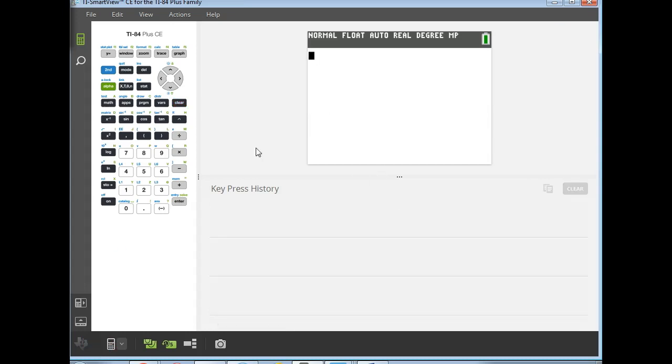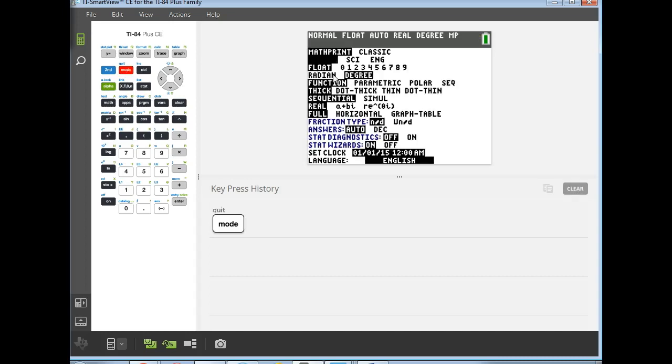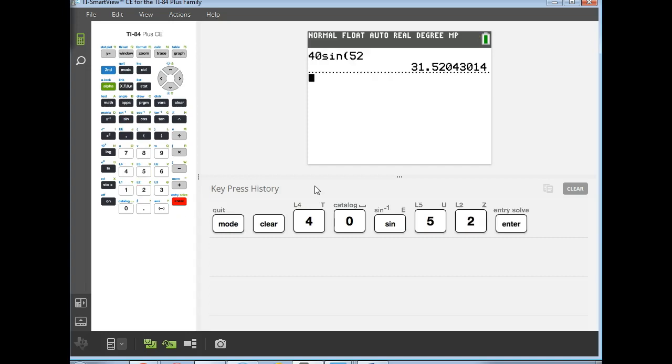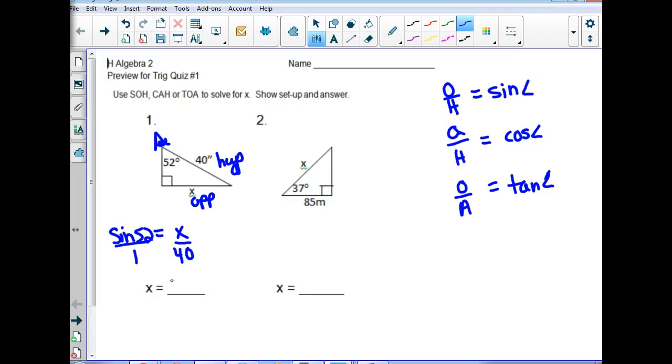Okay, so what we were about to do is check if our mode is right. It needs to be in degrees, not radians. If you have radian highlighted in black, you need to slide over and turn it on to degrees. Then I can hit clear, go back and type in 40 sine 52. That's 31.5 inches, to the nearest tenth. You should be having labels on your answers, please.